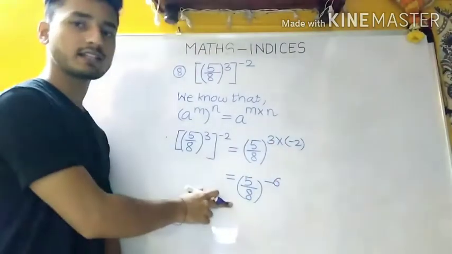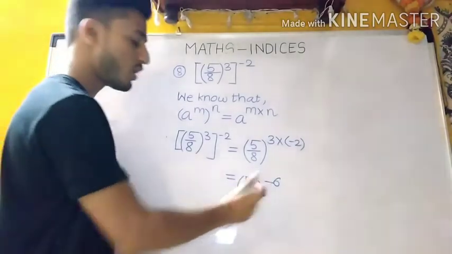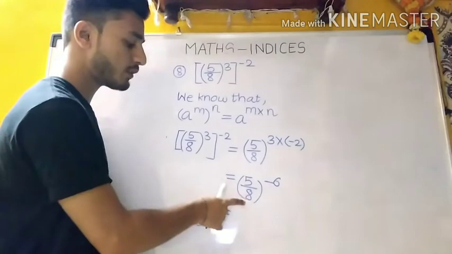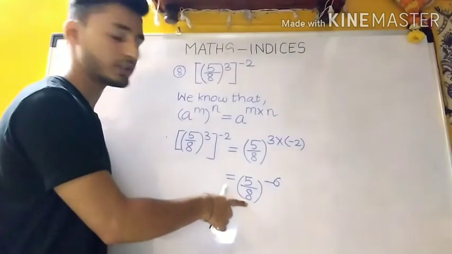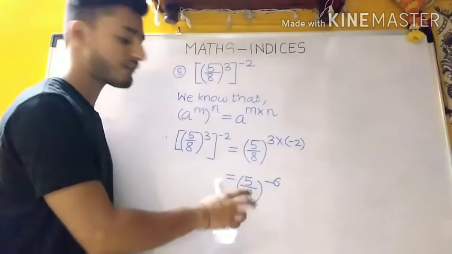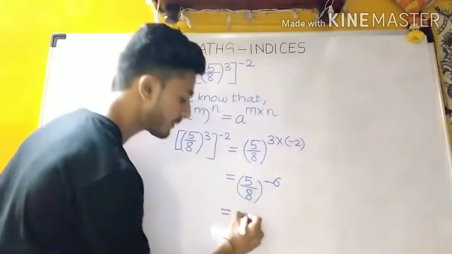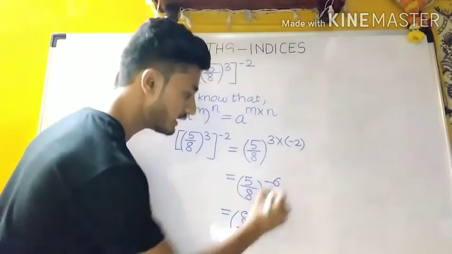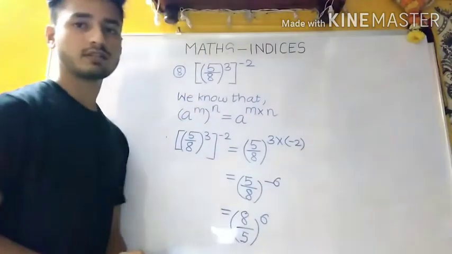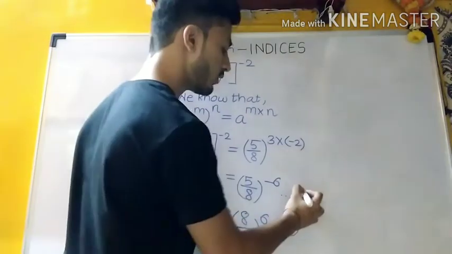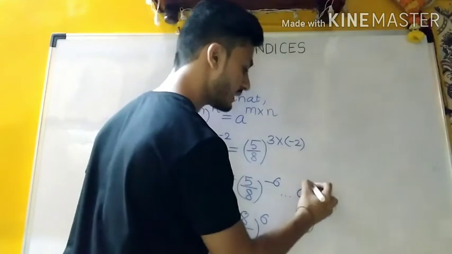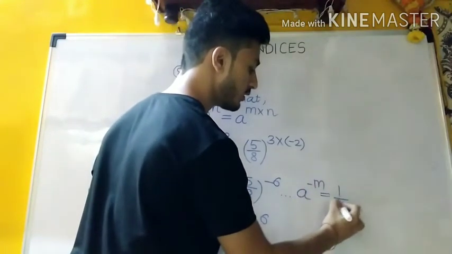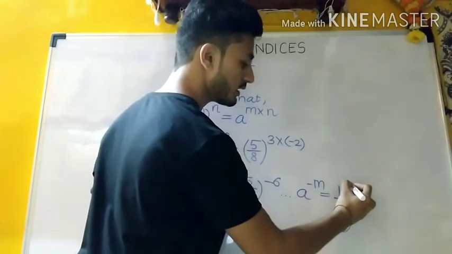Now this is not a final answer because the power is negative. What do we do? We take the reciprocal. Since we have 5 upon 8, what will be the reciprocal of 5 upon 8? Yes, we just flip it and it will become 8 upon 5. Okay, and the power will become positive. What law did we use here again? a raised to the power minus m is equal to 1 upon a raised to the power m.